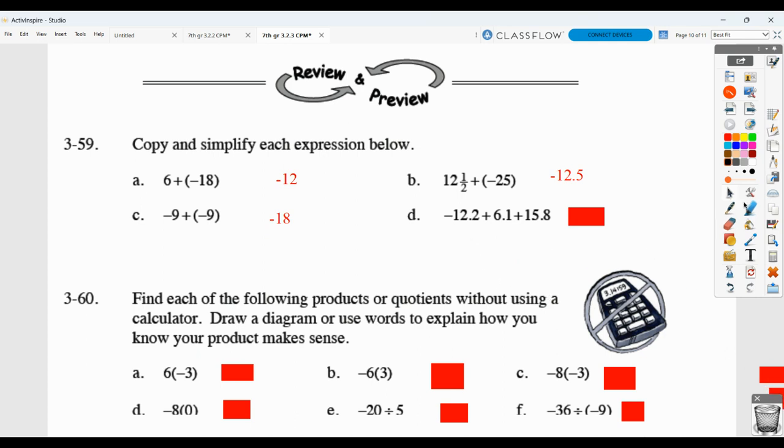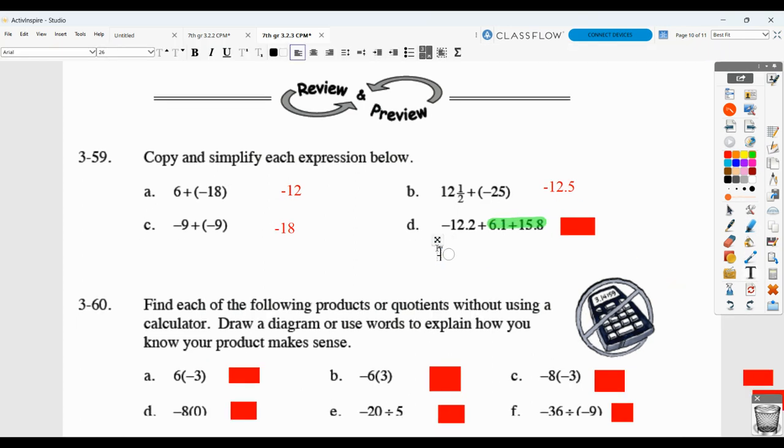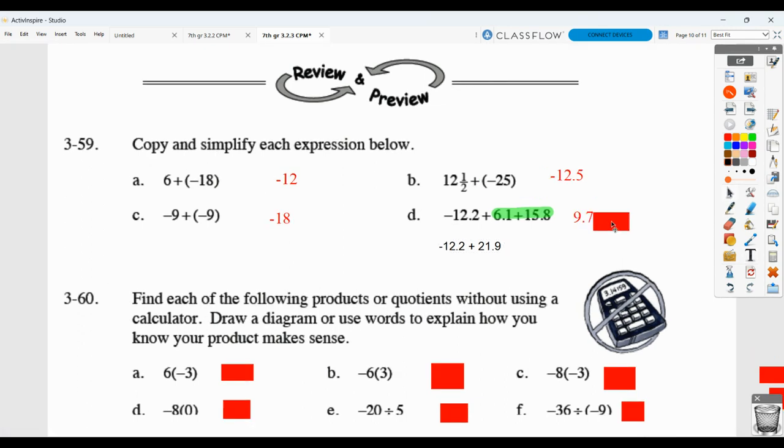Here, you may want to show some steps because you might want to combine first the two positives. When we combine that, it looks like we're going to get 21 and 9/10, plus -12 and 2/10. These are opposite signs, so we'd subtract them, and the answer will be positive because 21 and 9/10 is pulling more in a positive direction than -12 and 2/10 is in a negative direction. So we end up getting 9 and 7/10.